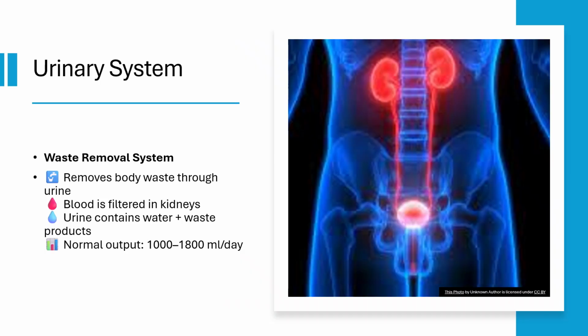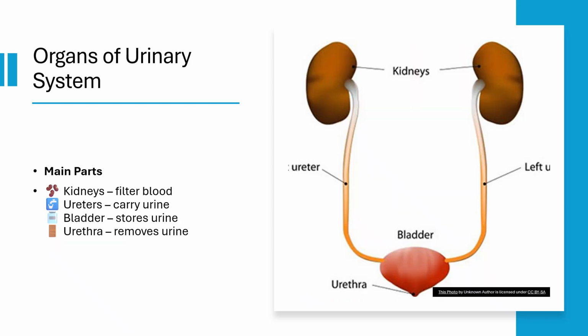The urinary system works like a pollution control system. It filters blood in the kidneys and removes waste through urine. The urinary system has four main organs: kidneys, ureters, bladder, and urethra. Together they filter, store, and eliminate urine from the body.